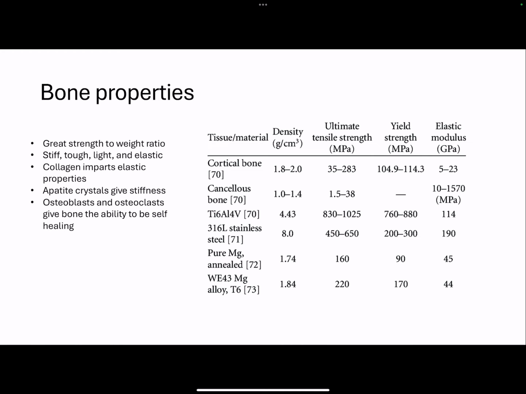As well as being stiff, they're also tough and elastic. And so collagen imparts a lot of elasticity into bone. It's not insanely stiff. The apatite crystals give it a lot of that stiffness, and it also has the property of being a self-healing material in the sense that osteoblasts and osteoclasts come in and resorb and deposit new bone and are constantly making new bone.